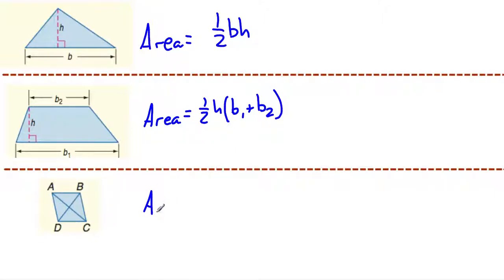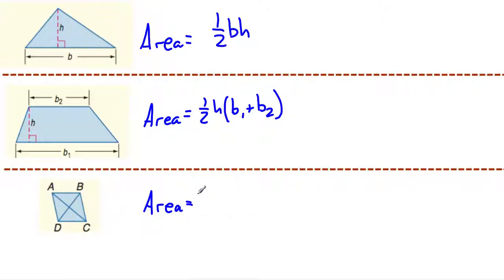Now for rhombi, again, if we have a square, that's a rhombus, but it's also a rectangle. So if we use that length times width formula, that base times height, that's fine. For a rhombus, there's a better way that we can do it, and it looks more complicated than it is.